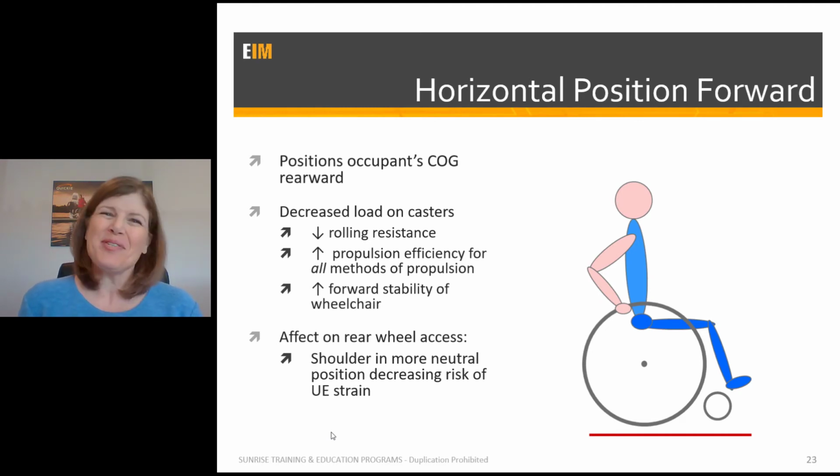So there are anti-tippers for these wheelchairs, but as well, some of our clients might want the ability to pop a wheelie, to go over a curb, or to go over soft ground, for example. So we need to think about the function of our clients. Now, what we're also seeing in terms of rear wheel access when we're looking at the position of the upper extremity is that when the rear wheel is in a more forward direction, I can have a more neutral position of the shoulders, the elbows, the wrists on that hand rim. And that's what you're seeing in this graphic.